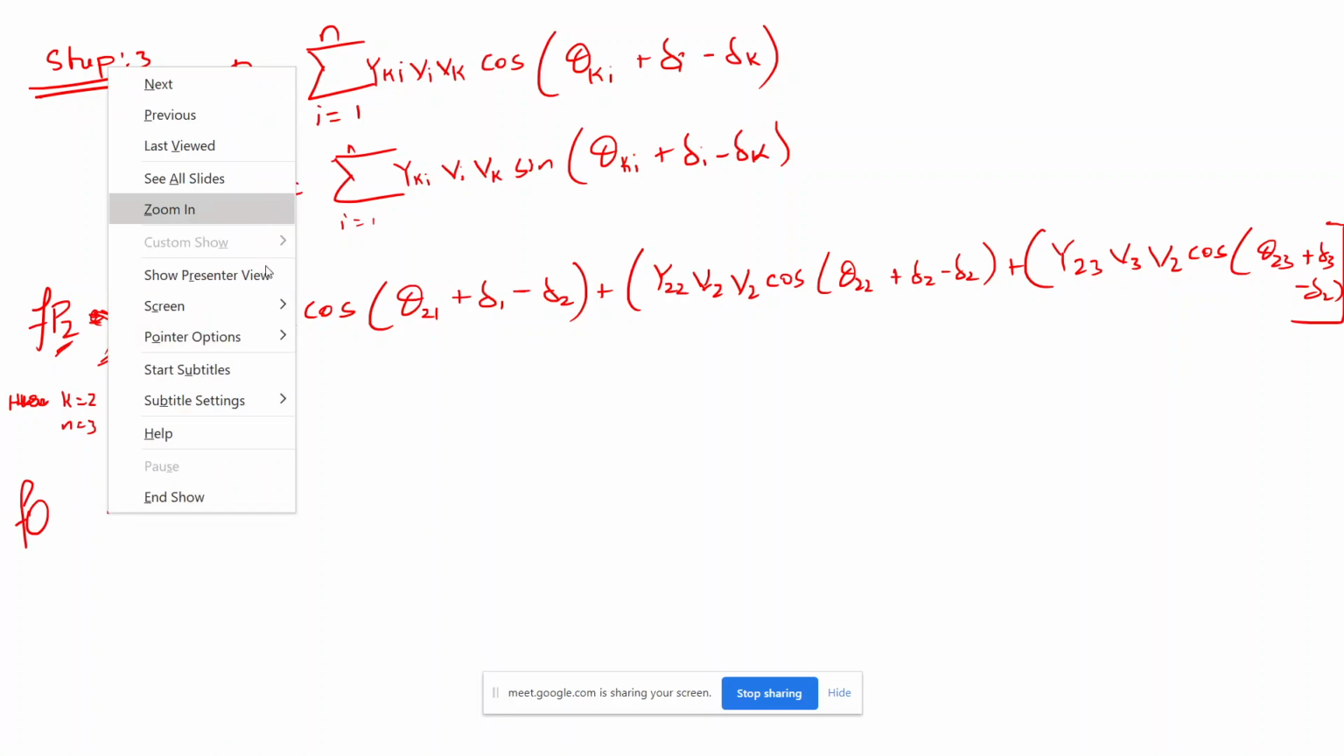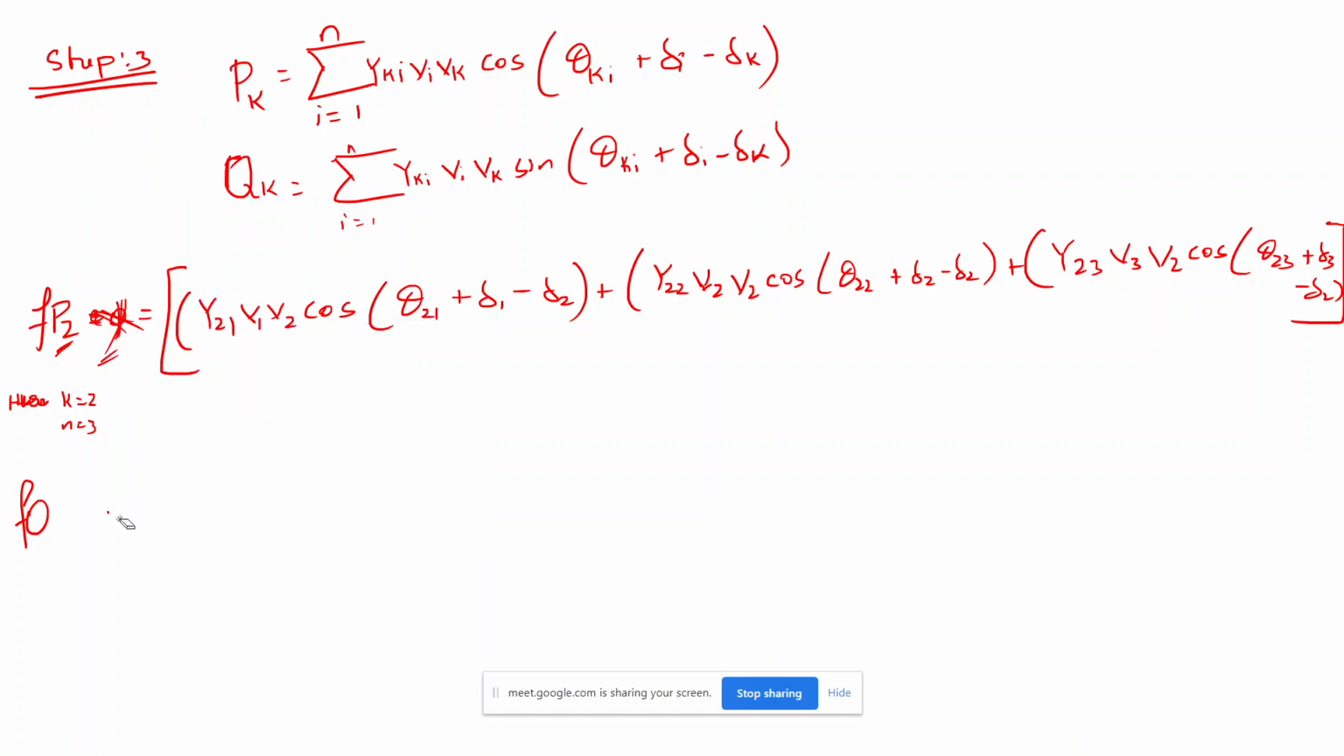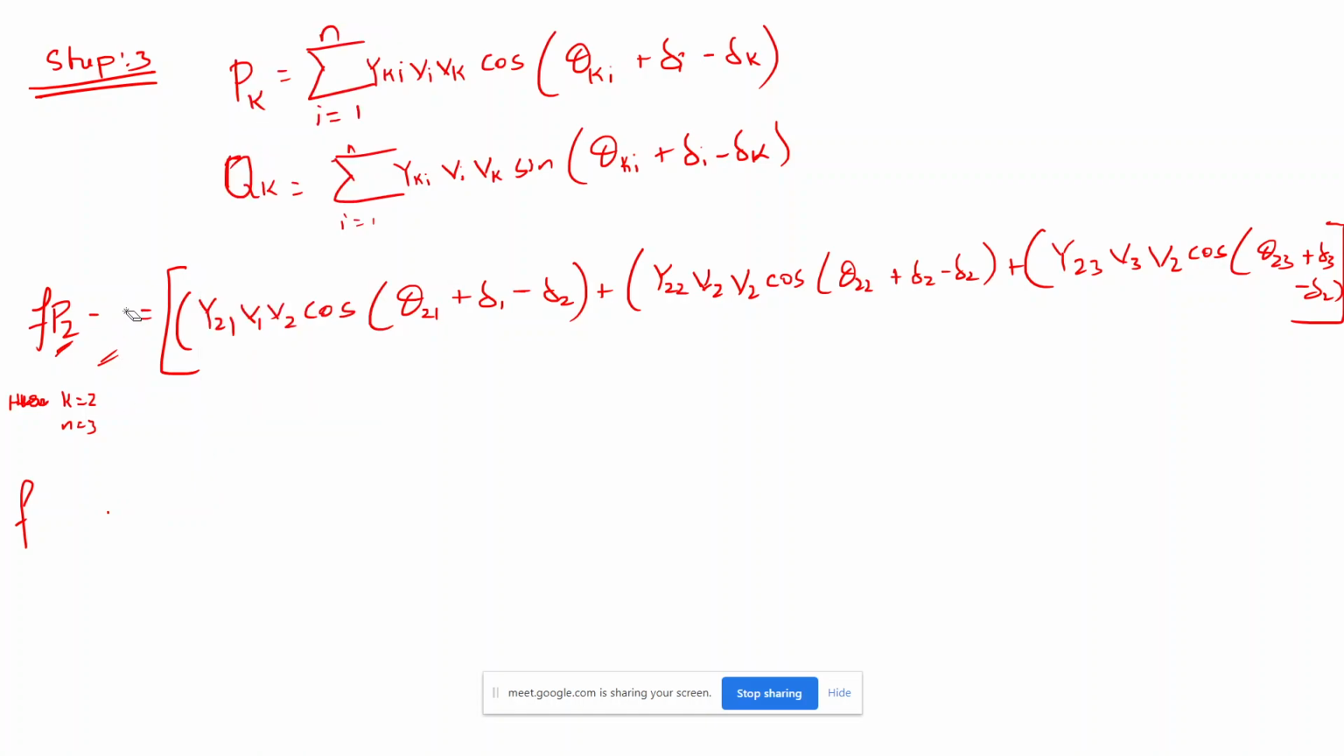Next step is P3, right? What is the next corresponding equation? P3, sir. Yes. And here also we are not taking 0, that is a good point you have observed.